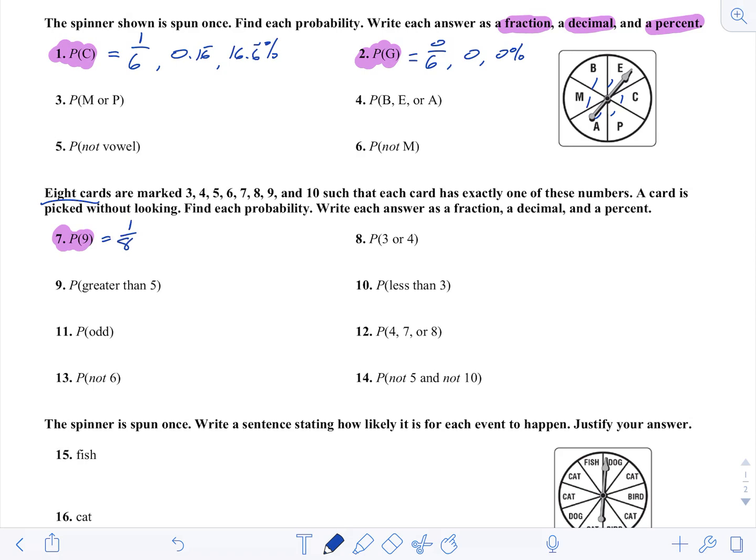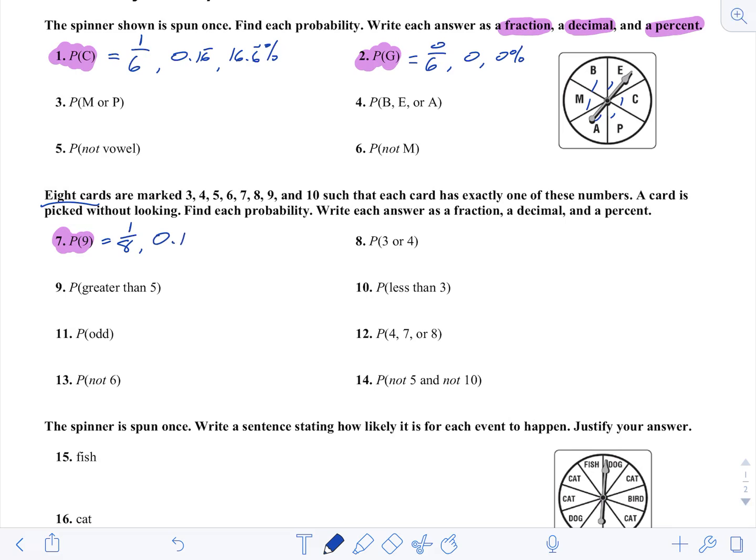Again, you need to convert that into a decimal and a percent. So I'm going to get my calculator out to divide 1 divided by 8. That would give me an answer of 0.125. And then I multiply that by 100 to get 12.5%. So for those of you who are having trouble, hopefully that makes it a little bit easier.